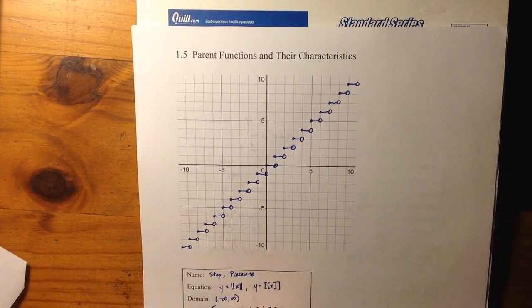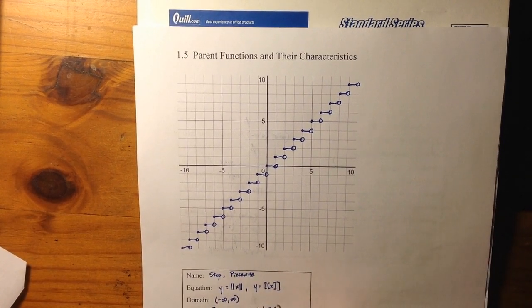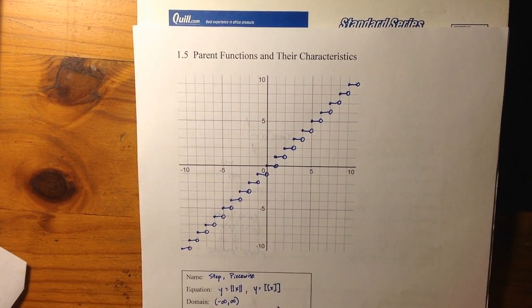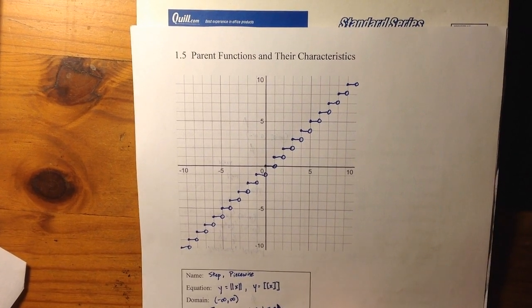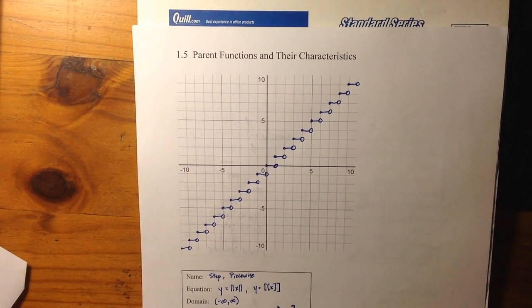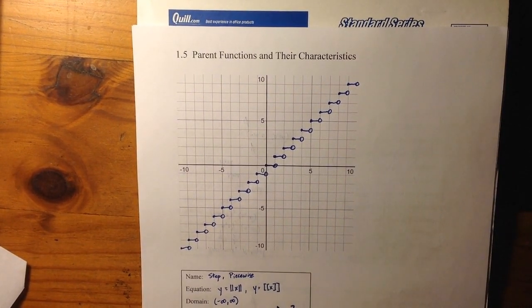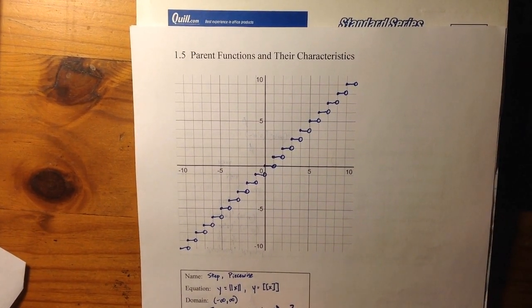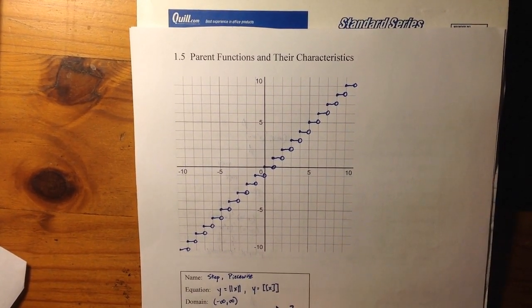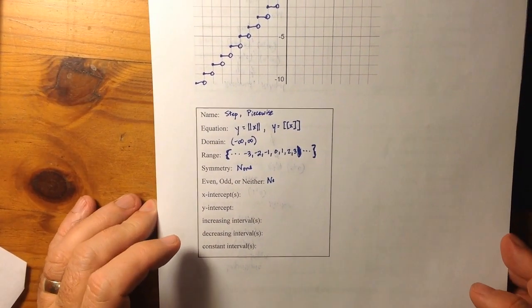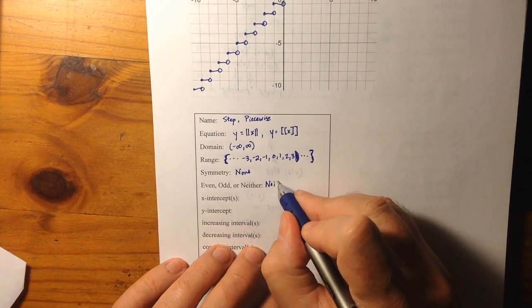Actually, I should use set notation here. There's not really a good way to do this in interval notation. I guess you could, but I think set notation works better here. We need dot, dot, dot here to show that it goes on forever, and those are braces. All right, symmetry: it doesn't really have origin or y-axis symmetry, so we're going to say none here. So it is neither even nor odd.